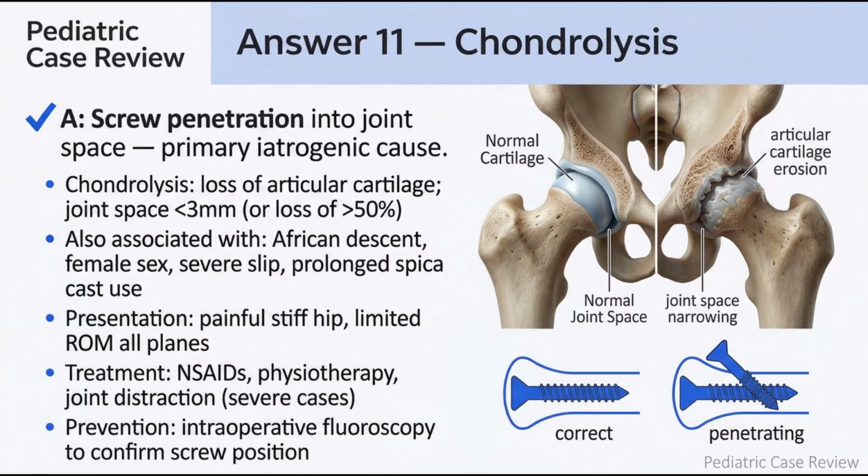Screw penetration into the joint space, which is the primary iatrogenic cause of chondrolysis. Chondrolysis is defined as loss of articular cartilage with joint space below 3 mm or loss of more than 50%. It is also associated with African descent, female sex, severe slip, and prolonged spica cast use. Clinically, the patient presents with a painful stiff hip and limited range of motion in all planes.